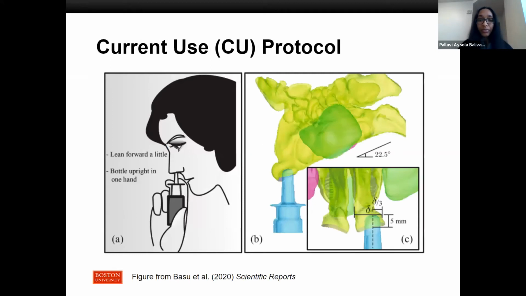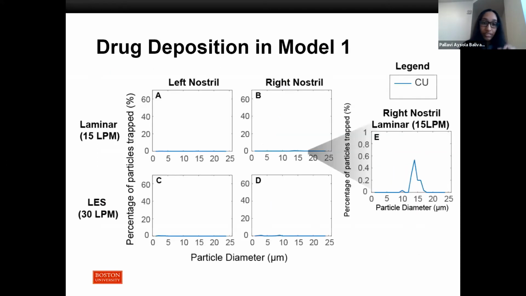So essentially, you are told to hold the bottle upright and then lean forward a little. And this protocol results in an angle between the nasal spray and your nose that's around the ballpark of 67.5 degrees. And you're also told to insert the bottle 5 millimeters into the nostril. So we simulated the current use protocol for a single patient, and I will show you the results now.